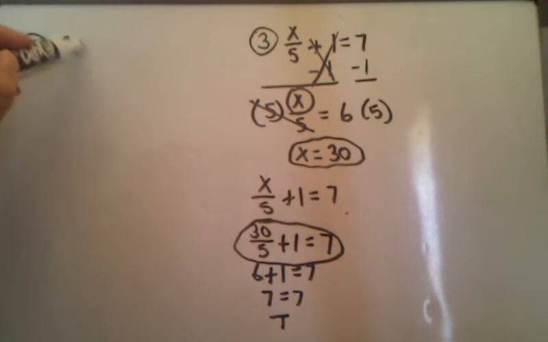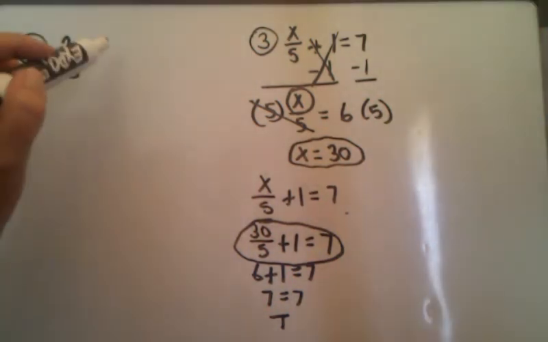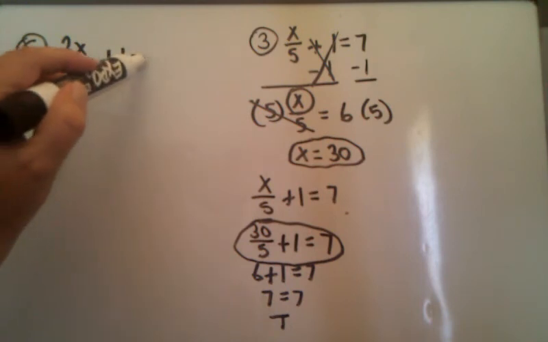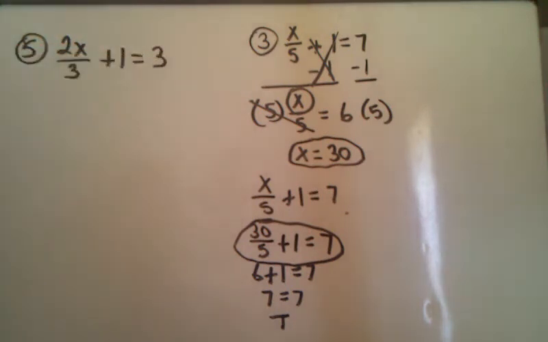We have 2x over 3 plus 1 equals 3. Go ahead and stop the tape and do number 5. Remember to check it.